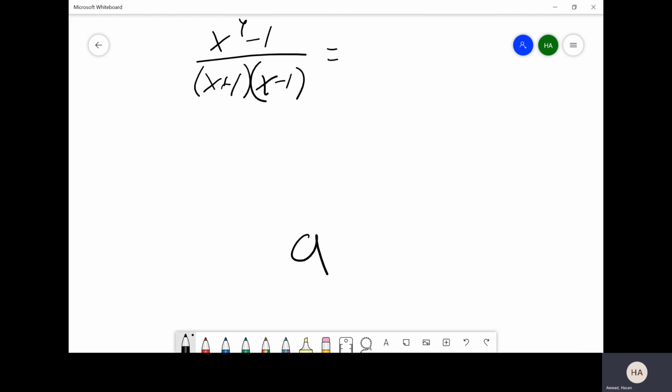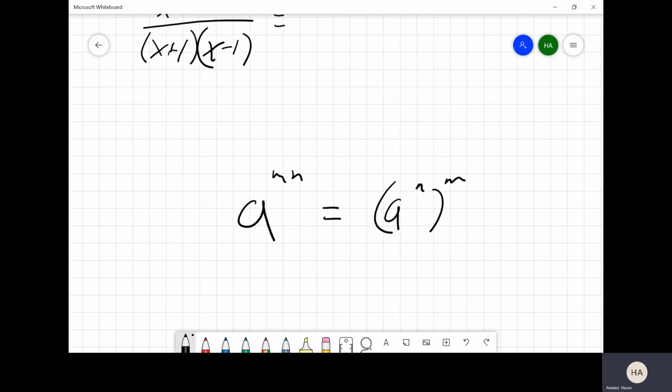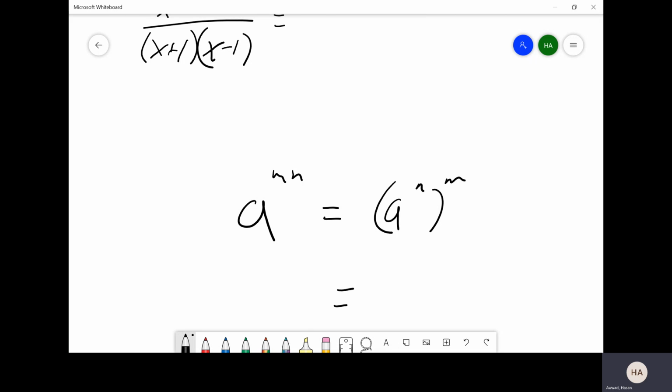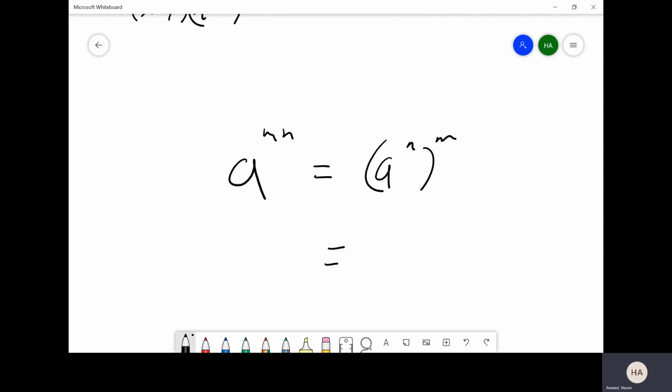If we have something like this, where we have a base raised to 2 numbers being multiplied together, we always know we can separate those exponents, right? We can make this a to the n to the m, or we can flip the order of the exponents, so we can make it a to the m to the n. And it doesn't matter. These are all equal, right? This is one of our exponent rules.